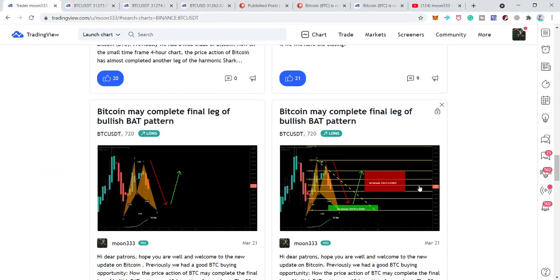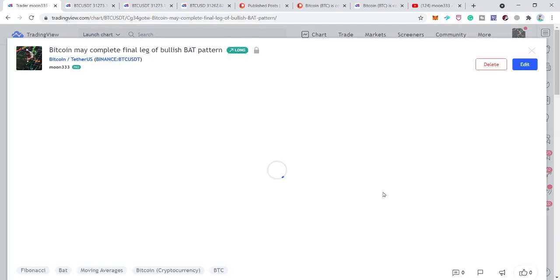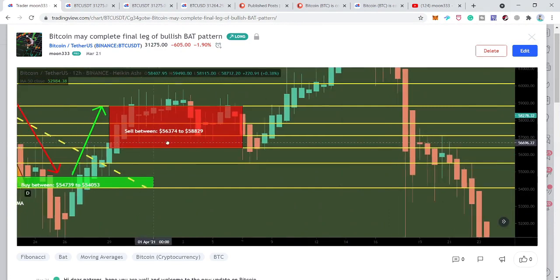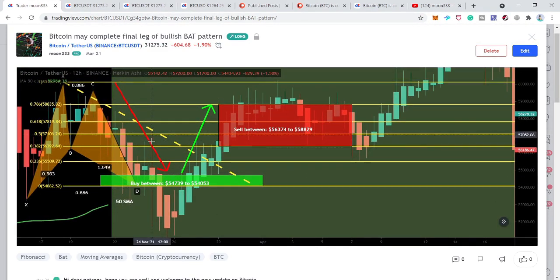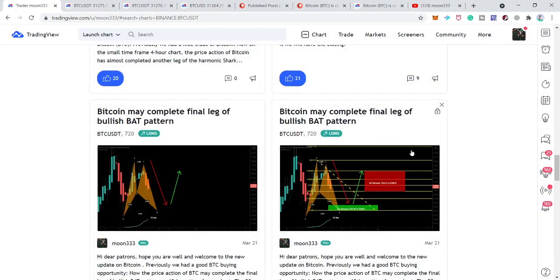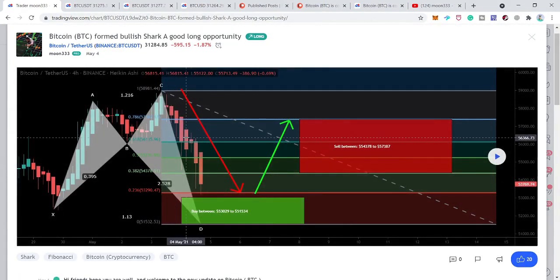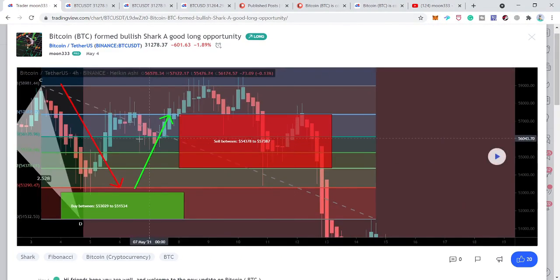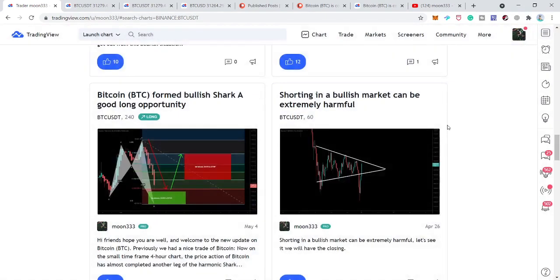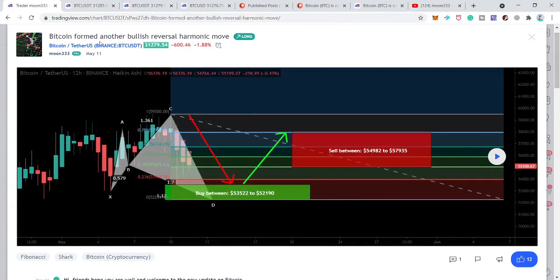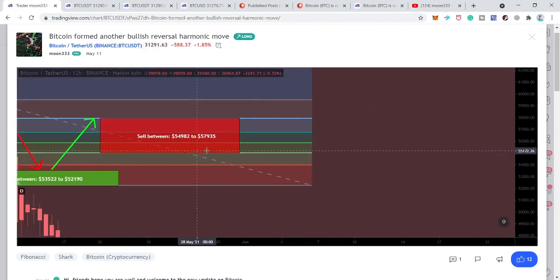Like previously, I have been sharing all the patterns with you. Like this was another bat, and we had a nice reversal. You can see that after completion of this leg, the price action reversed bullish, moved down, and again reversed bullish. And then I shared this chart with you on 4th of May when the price action formed this bullish shark on the 4-hourly chart, and the price action reversed bullish and hit the sell targets, even moved beyond the sell targets. And I shared this harmonic bullish shark with you on 11th of May, and the price action reversed bullish towards the upside after the formation of this shark.